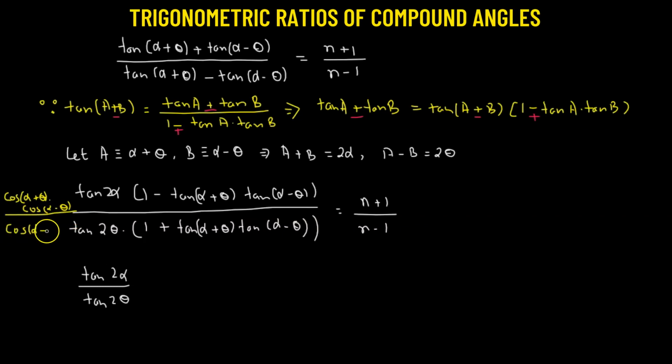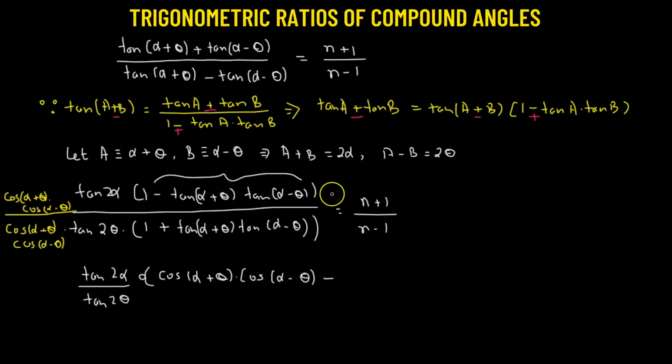So here also in the denominator we have cosine of alpha plus theta times cosine of alpha minus theta. The reason why we're doing this: the moment we multiply with cosine alpha plus theta times cosine alpha minus theta, this factor will now become cosine alpha plus theta multiplied to cosine alpha minus theta minus cosine alpha plus theta times cosine alpha minus theta when multiplied to tangent alpha plus theta times tangent alpha minus theta.